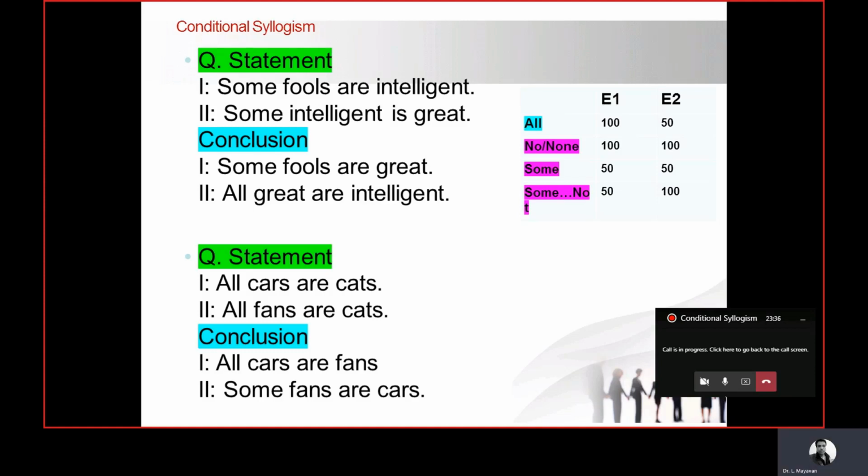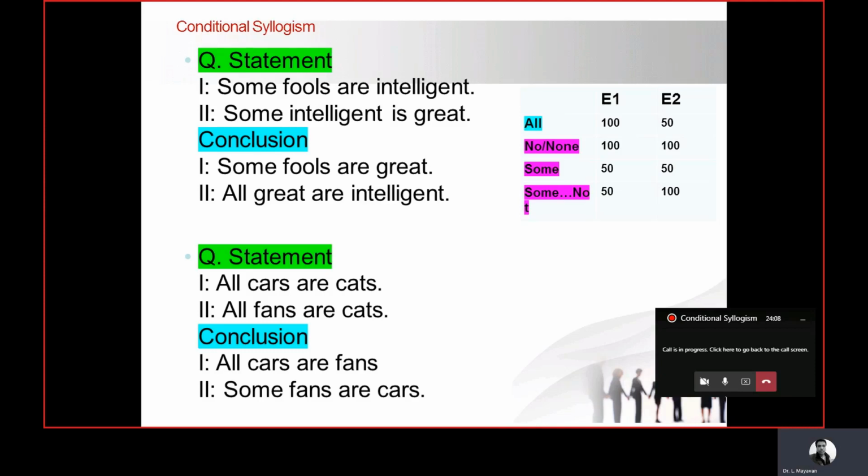Conclusion: some fools are great. All great are intelligent. In the statement, two statements follow with the word some, and at the conclusion we find the word some and all. So look at the conclusion. Some fools are great. What is the value for some? Yes, 50-50. The value for some is 50-50.